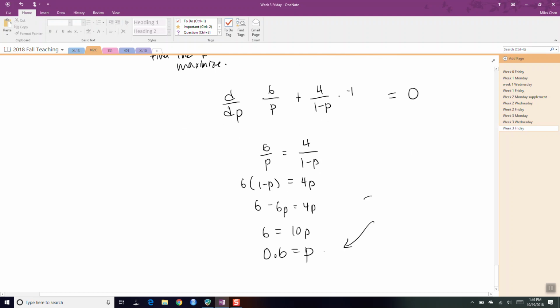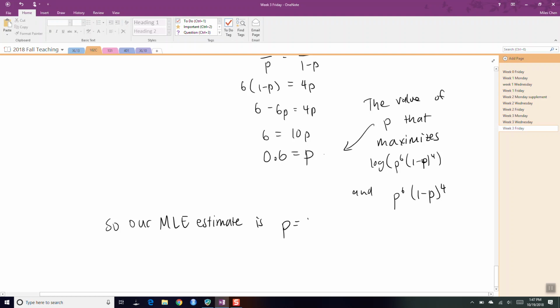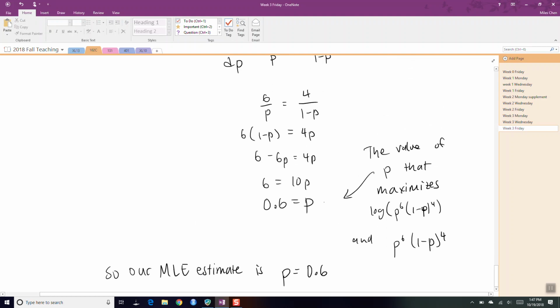Okay, so this is the value of p that maximizes the log of p to the 6th, 1 minus p to the 4th, and likewise p to the 6th, 1 minus p to the 4th. Okay, so our MLE estimate is p equal to 0.6. Okay.